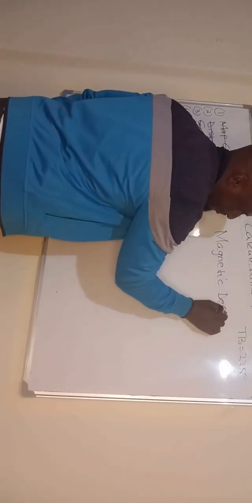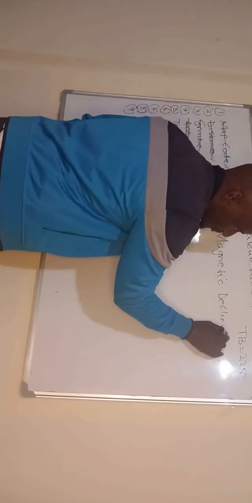Magnetic declination. All right, so I'm going to start with the basics. Magnetic declination, we calculate it because it changes every year. We calculate it all the time because it changes every year. So the information that we have as far as magnetic declination is concerned is here.